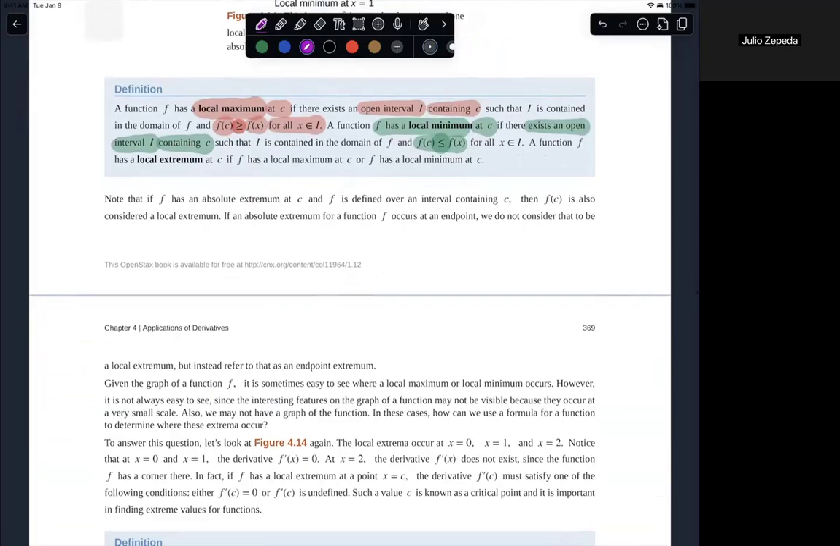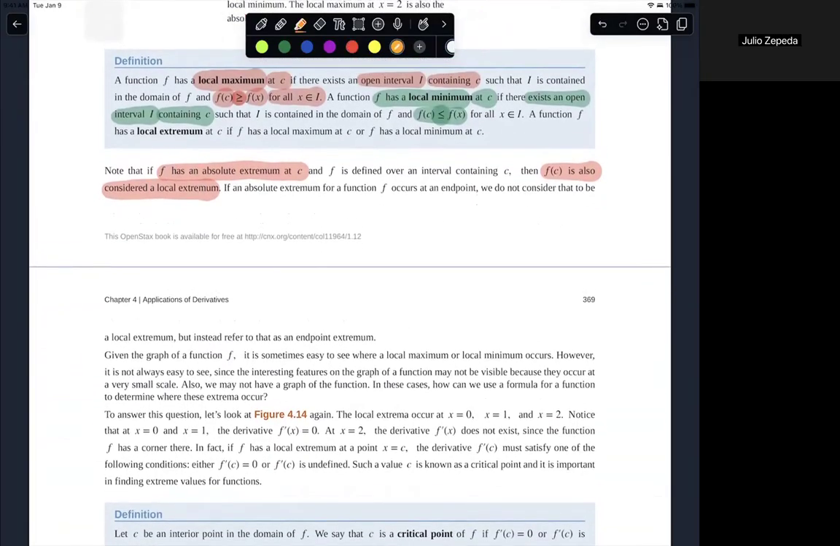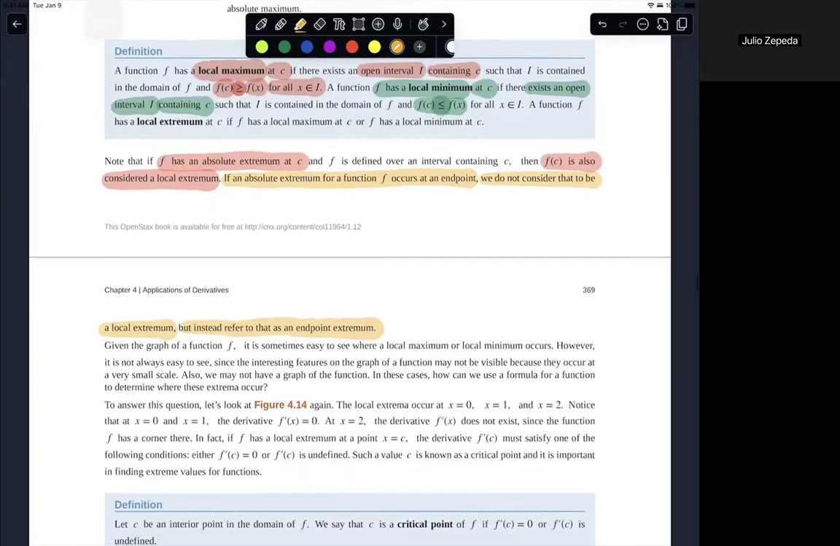All right. And then just a quick note here. It says if f has an absolute extremum at c and f is defined over an interval containing c, then f of c is also considered a local extrema. And here's a good note. If an absolute extremum for a function f occurs at an endpoint, we do not consider that to be a local extremum, but instead refer to that as an endpoint extremum. All right, very good.